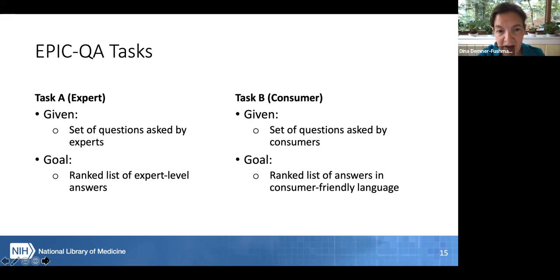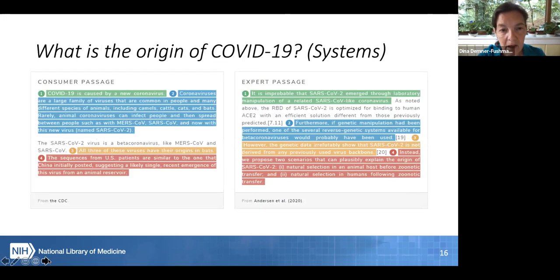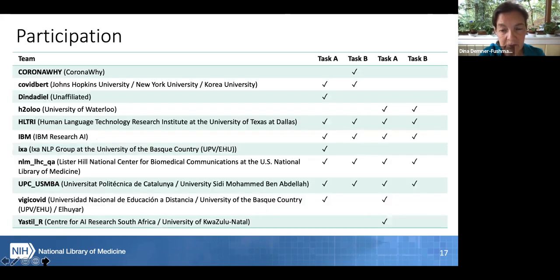And to reiterate, the task is: here's a set of questions. Mostly, on the surface, the questions look identical, and then return a ranked list of answers at the expert level or at the consumer level. And this is what the systems have returned. We can see that the systems have returned different snippets for the same question: what is the origin of COVID-19? And this is what the assessors worked with to produce the answer keys.